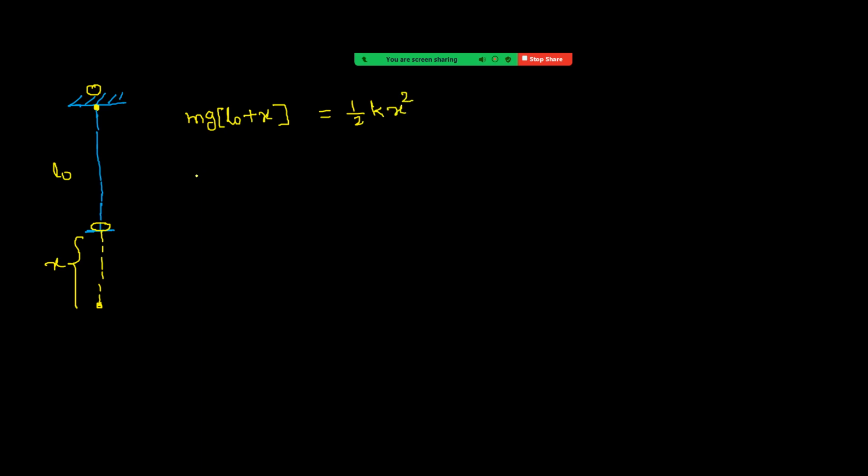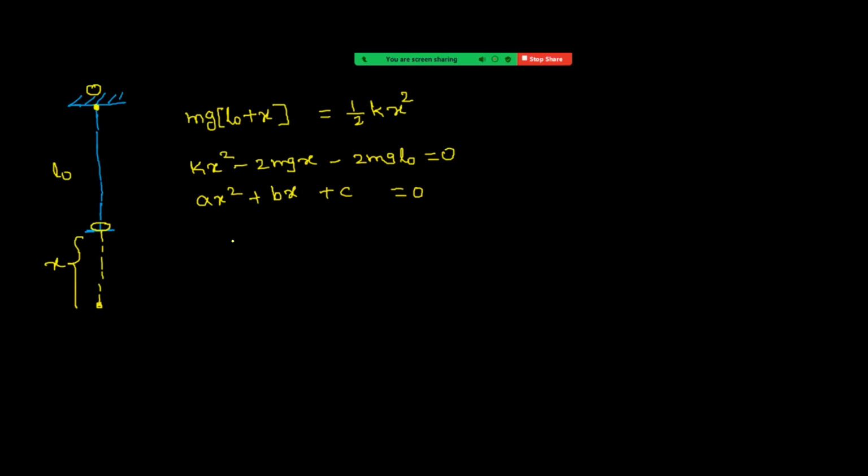Now there remains just a calculation part. Now see carefully the calculation part. This is kx square minus 2mgx minus 2mgL0 equal to 0, right? So this is of the form ax square plus bx plus c equal to 0.